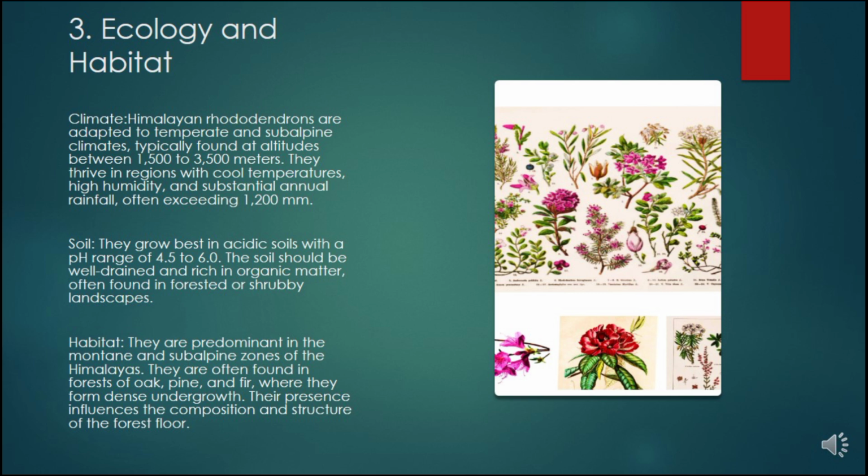Ecology and habitat. Climate: Himalayan rhododendrons are adapted to temperate and subalpine climates, typically found at altitudes between 1500 to 3500 meters. They thrive in regions with cool temperatures, high humidity, and substantial annual rainfall, often exceeding 1200 mm. Soil: they grow best in acidic soils with a pH range of 4.5 to 6.0. The soil should be well drained and rich in organic matter, often found in forested or shrubby landscapes.